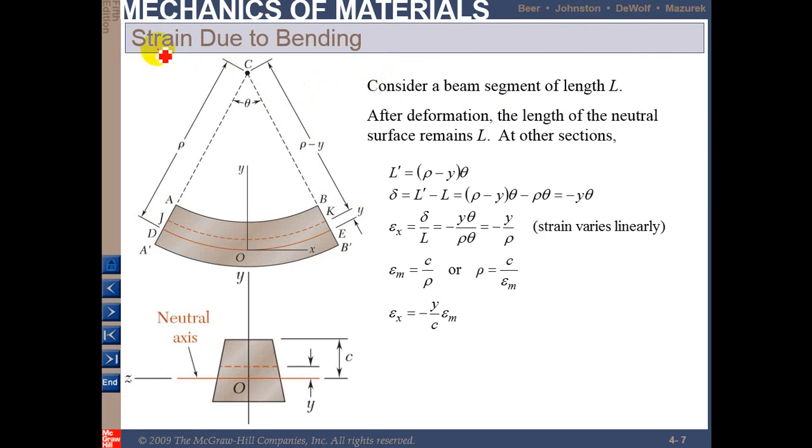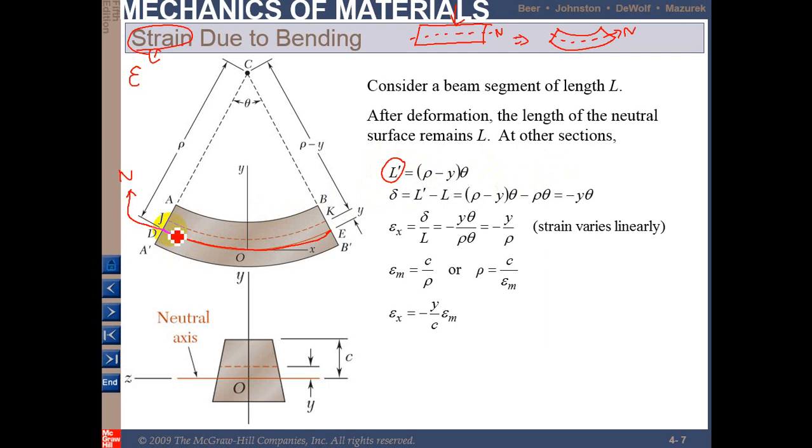Strain due to bending. So what is strain? Okay, we are talking about strain now. Consider a beam initially like this, and then after bending, it will become like this. As I said, in the middle there is a neutral line. This is the neutral axis or the neutral line. Now we consider L.